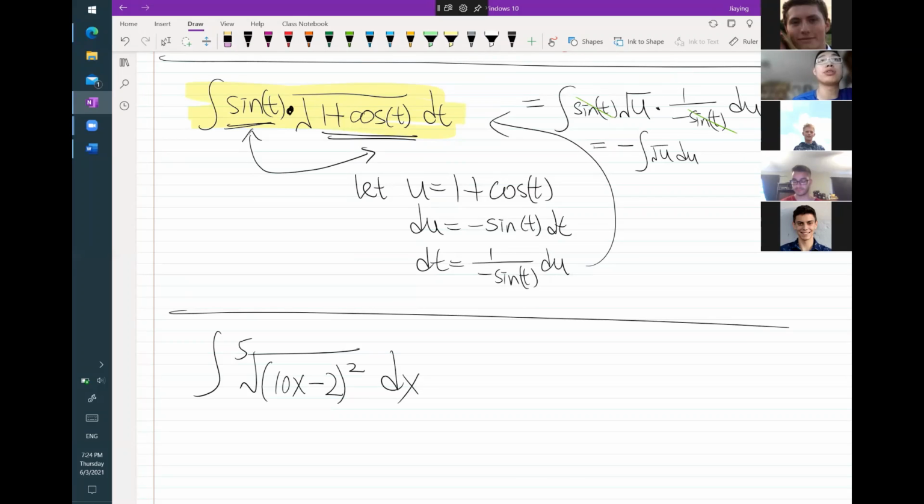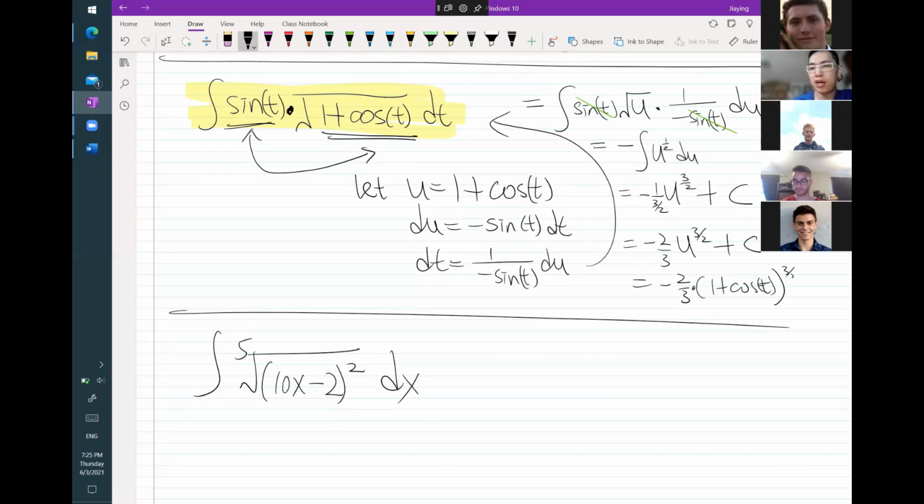I'm going to write square root of u as u to the half, which makes it a lot easier. So that's a negative u to the half. When you integrate, that becomes u to the 1/2 plus 1, that's 3/2, and you divide by the new exponent 3/2, so that's 1 over 3/2, plus a constant. So that's negative 2 over 3 u to the 3/2 plus a constant. Don't forget to substitute for the u: negative 2 over 3, u is 1 plus cosine t, to the 3/2 plus a constant.